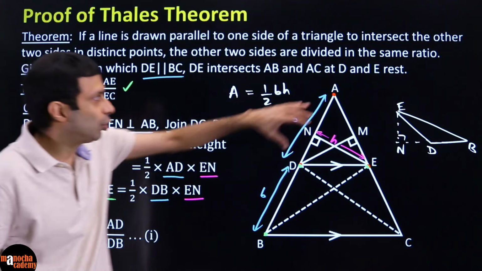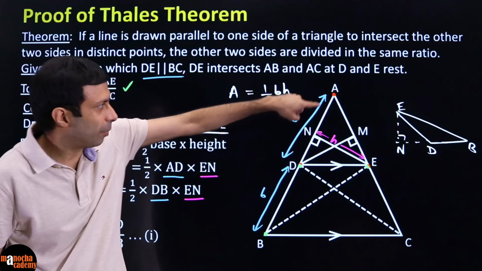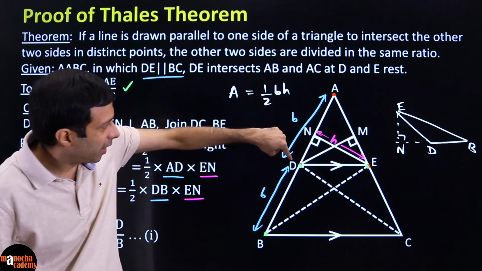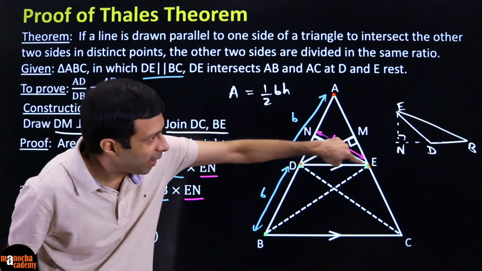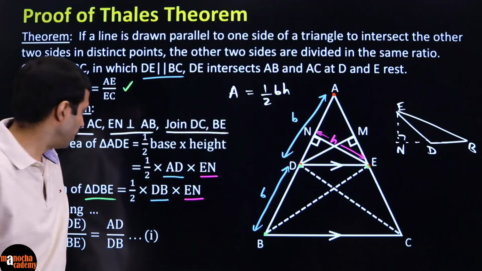So if I take a ratio of the areas of these two triangles, the top triangle ADE divided by the area of triangle DBE, what am I going to end up with?